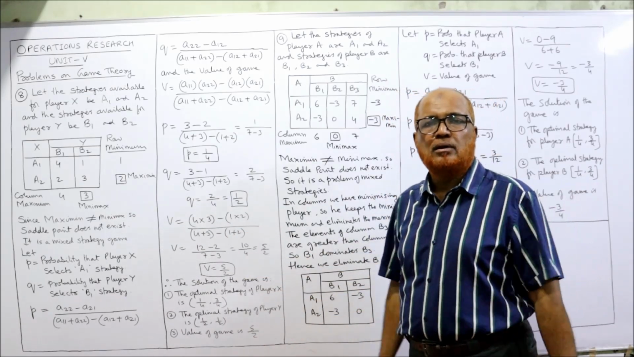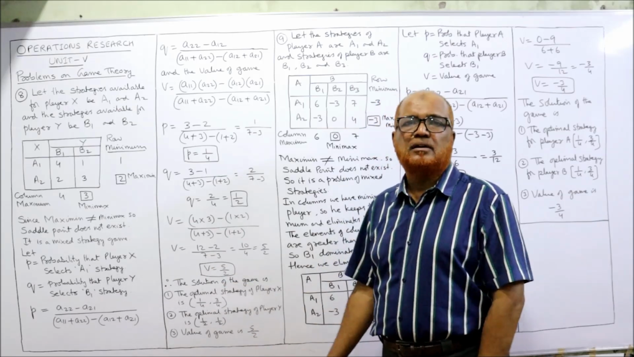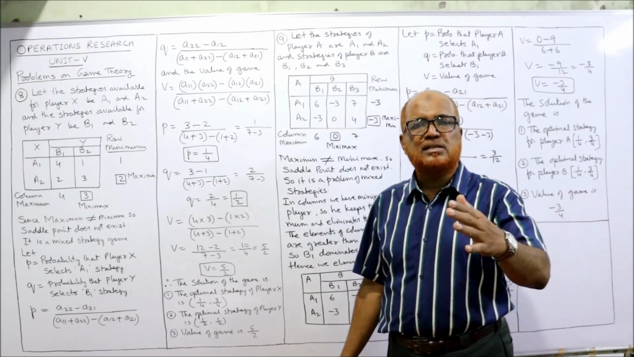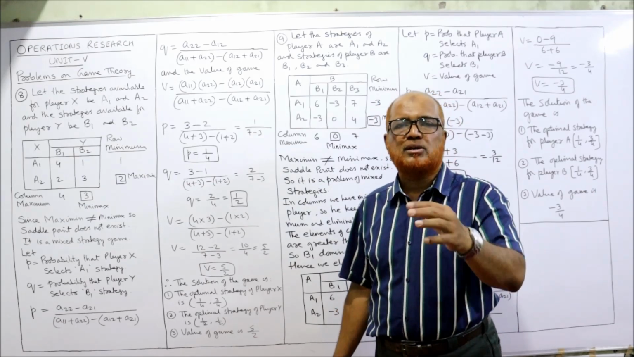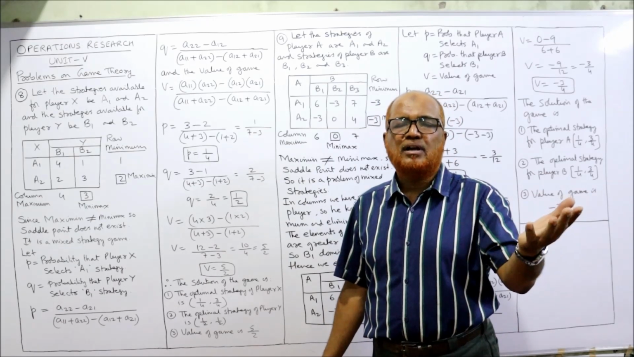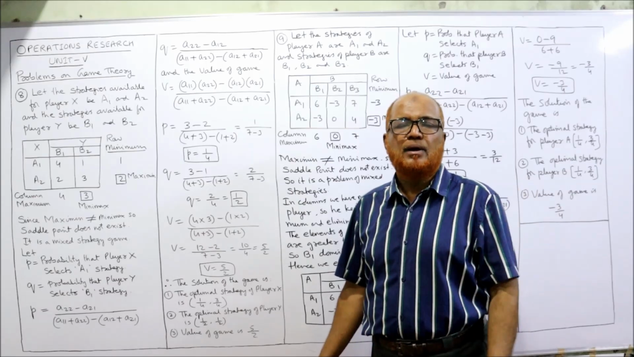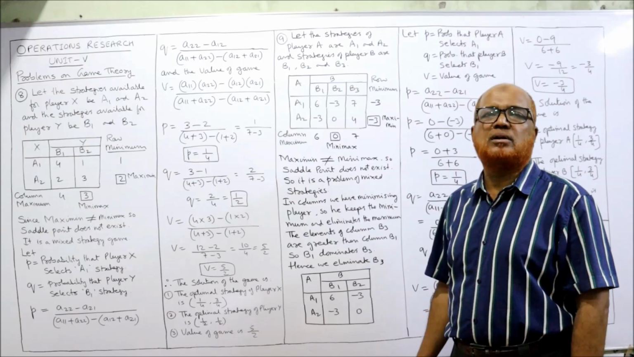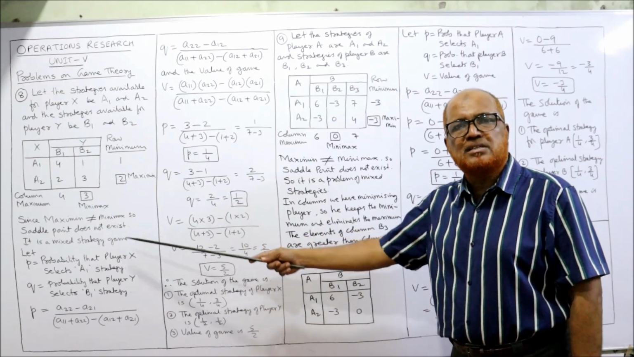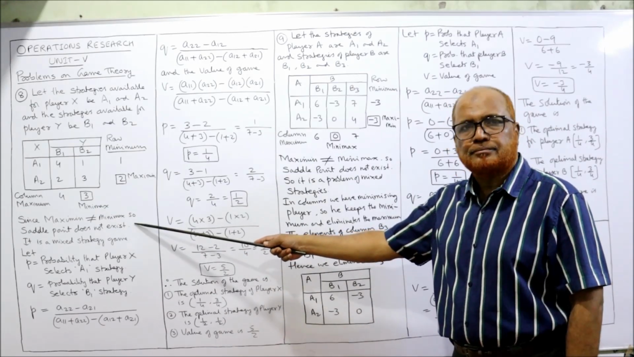Not equal. First time it is happening here. In the previous videos, in all the 7 problems we have seen, for every problem maximin and minimax were both equal, so we wrote that it's a pure strategy game. But here, for the first time, we are coming across where maximin and minimax are not equal. So it is a mixed strategy game.